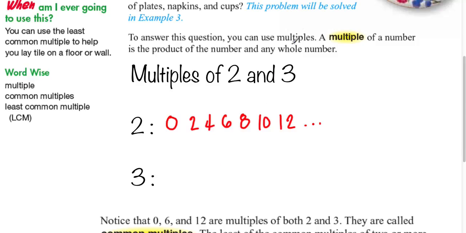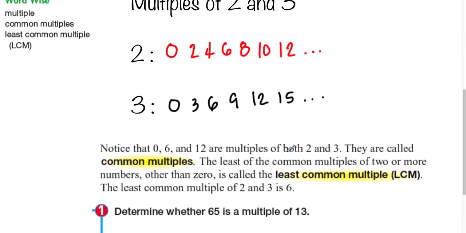Let's find multiples of 3 this time. 3 times 0 is 0. 3 times 1 is 3, 3 times 2 is 6, 3 times 3 is 9, 3 times 4 is 12, 3 times 5 is 15, and so on. So multiples of 3 are 0, 3, 6, 9, 12, 15, 18, 21, and so on.